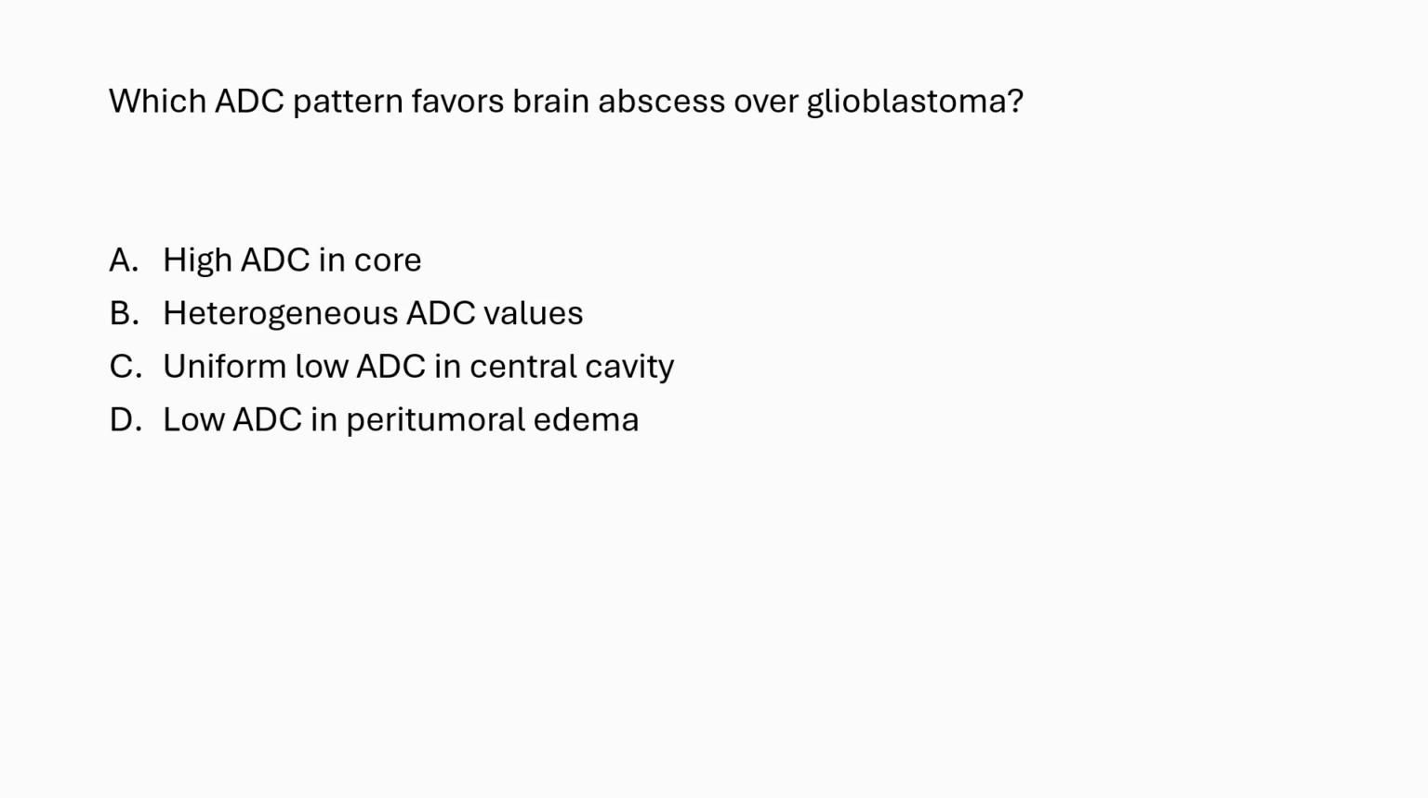Which ADC pattern favors brain abscess over glioblastoma? This is asking about the differentiating point of the abscess from the glioblastoma. Options are: high ADC in core, heterogeneous ADC value, uniform low ADC in central cavity, and low ADC in peritumoral edema. So the answer is the uniform low ADC in the central core. In abscess the central core shows the diffusion restriction due to the high viscosity of pus, and in glioblastoma there is uneven cellular growth and the necrosis shows heterogeneous ADC or no diffusion restriction.